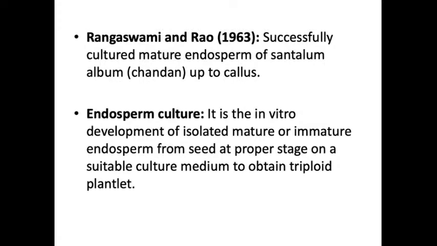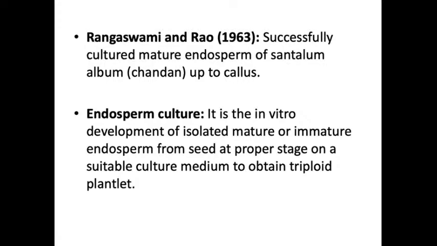Endosperm culture is the in vitro development of isolated mature or immature endosperm. I will repeat, it is the in vitro development of isolated mature or immature endosperm from a seed at a proper stage on a suitable culture medium to obtain a triploid plantlet. To get a triploid, you take the isolated endosperm from a seed, and at the proper stage you grow it in the culture medium, and you have a proper triploid plant.